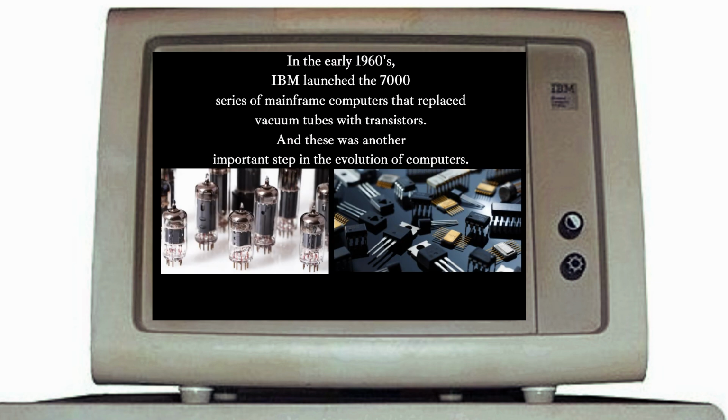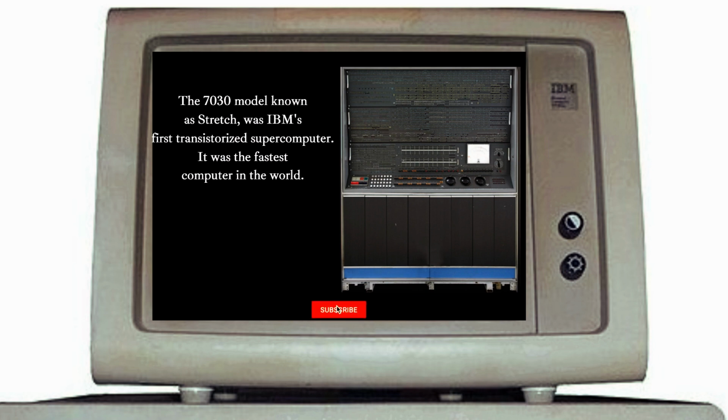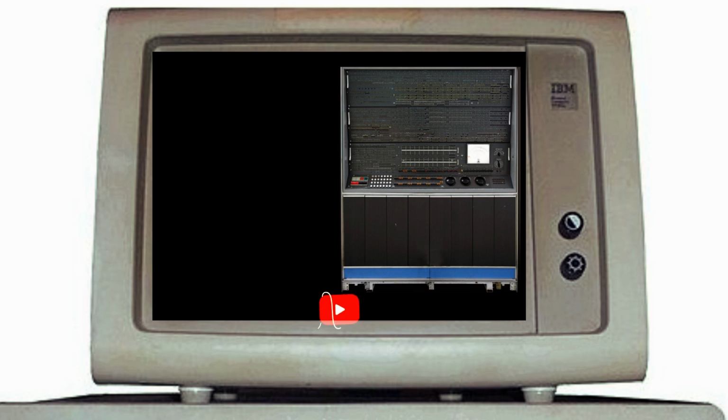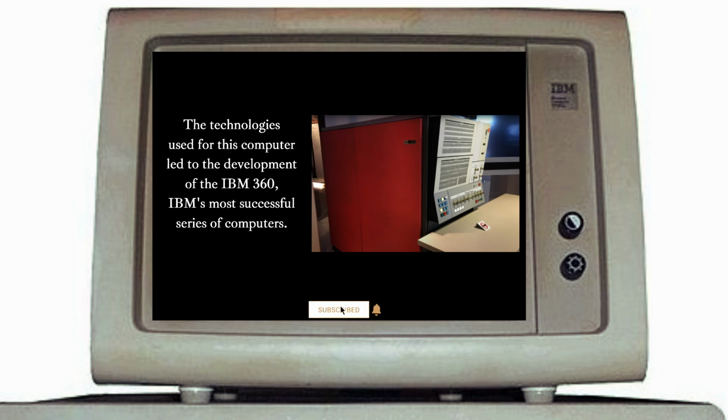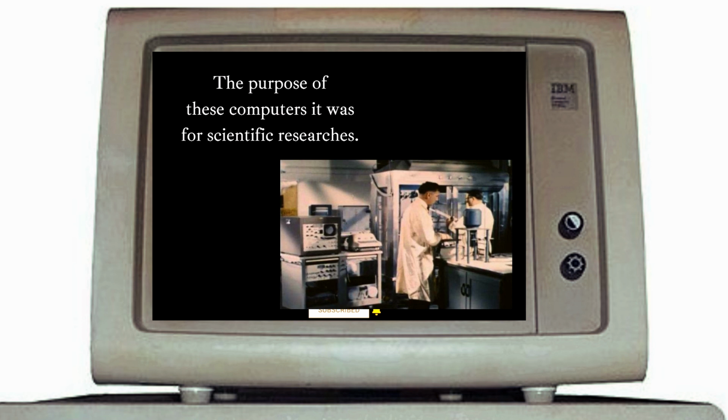In the early 1960s, IBM launched the 7000 series of mainframe computers that replaced vacuum tubes with transistors. And this was another important step in the evolution of computers. In fact, the 7030 model, known as Stretch, was also IBM's first transistorized supercomputer. It was the fastest computer in the world. The technologies used for this computer led instead to the development of the IBM 360, IBM's most successful series of computers. The purpose of these computers was scientific research.